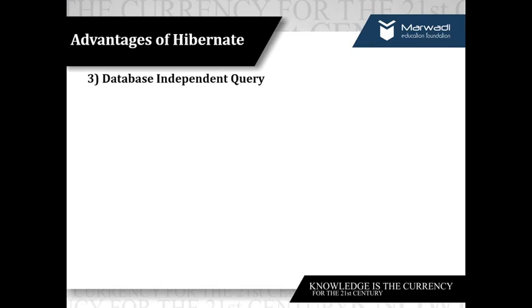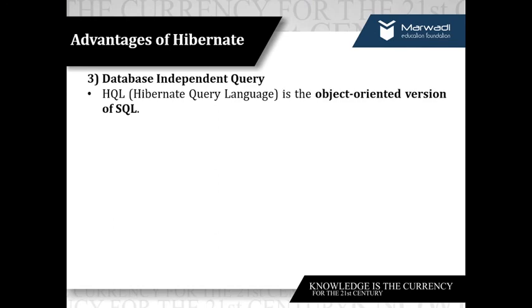Third one is database independent query. As I told you before, it uses HQL, Hibernate Query Language, which is an object oriented version of SQL. So if you use this HQL and you change the underlying database, then there is no issue at all. You just need to change the configuration file. You don't need to change the code where you have written the HQL. Whereas in case of SQL, you need to change the SQL.